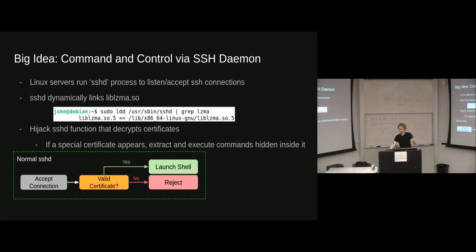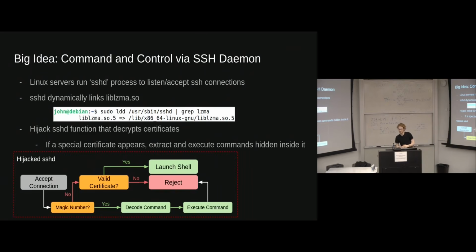So you can see I have a little mini diagram of how normally SSHD would work. It would accept a connection, check if the certificate is valid, and launch the shell. What we're going to try and do is replace or insert an extra little code path in here that checks the SSH certificate itself. Is it in a particular format that only the attackers know? If it is, then we look inside, and encoded in there will be some commands, and we extract those commands and execute them as root. Because SSHD is just a process, it can execute commands as root. So this is the goal.